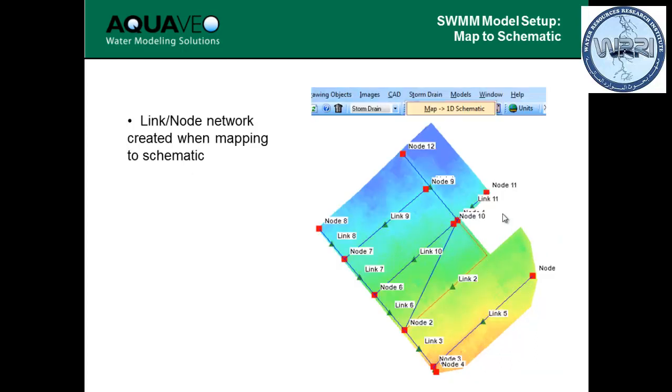After you draw in your streams, you select a Map to Schematic menu command, and I'll show you how to do this in a demonstration. That creates this hydraulic schematic, which are these links and nodes. The links represent pipes, and the nodes represent junctions, pipe junctions, or maintenance holes, access holes, we call them. It's where pipes come together, and there's some kind of way to get into the pipe. What do you call that? You call that a manhole? Okay.